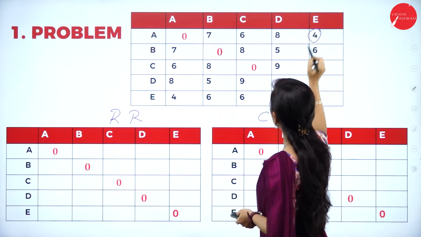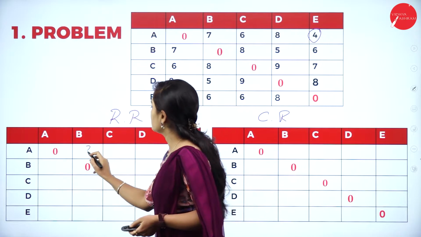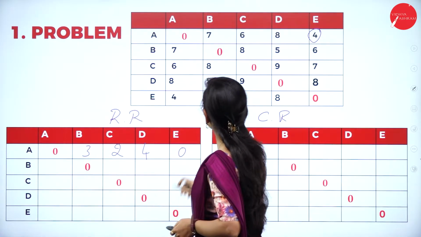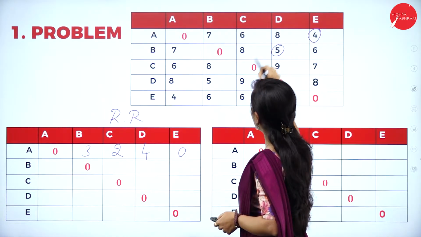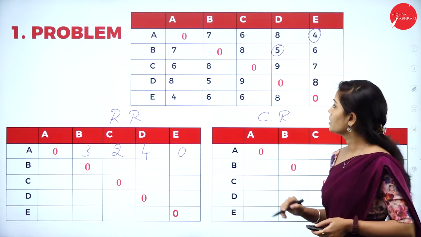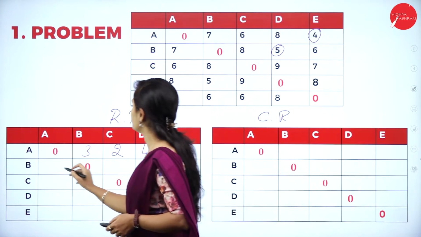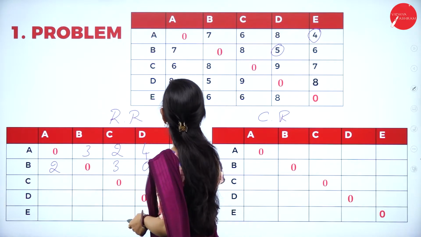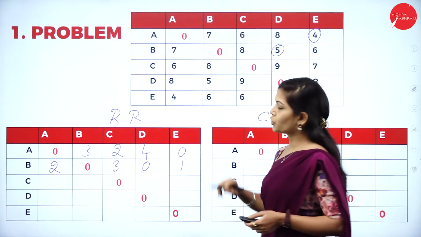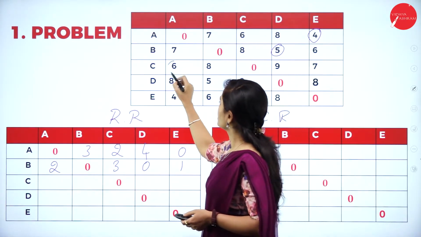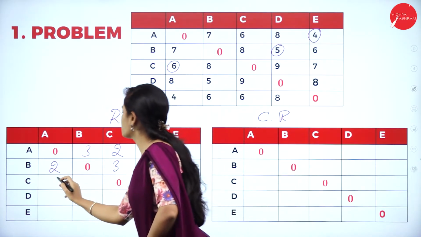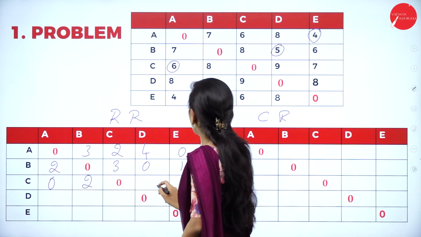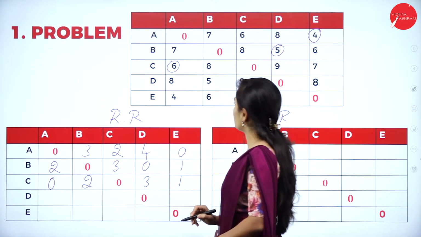The least value is 4, so 7 minus 4, 6 minus 4, 8 minus 4, 4 minus 4. In the second row, the least value is 5: 7 minus 5, 8 minus 5, 5 minus 5, 6 minus 5. In the third row, the least value is 6. So 6 minus 6 is 0, 8 minus 6, 9 minus 6, 7 minus 6 is 1.